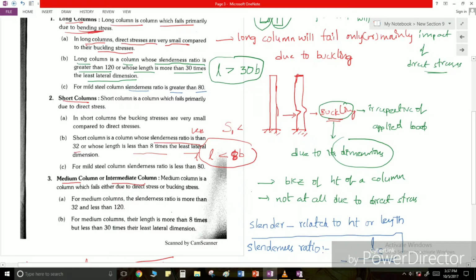If it is more than 120, it is a long column. If it is less than 32, short column. But for a mild steel column, it is just 80. Greater than 80, long column. Less than 80, short column, for mild steel columns. And if the value lies in between them, then it is called a medium or intermediate column.